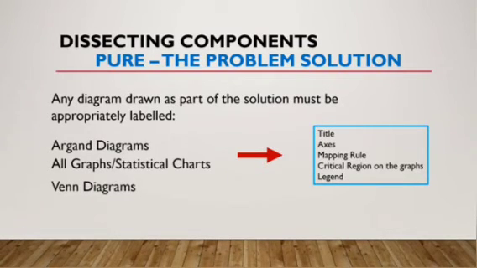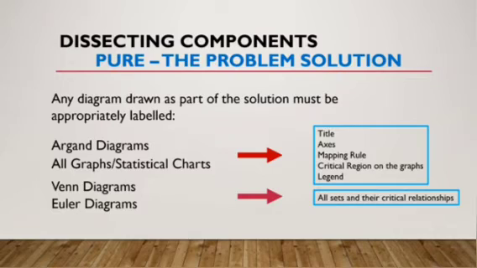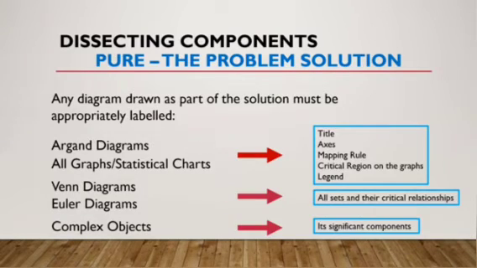Also, if you had Venn diagrams or Euler diagrams, which are similar to Venn diagrams, then all the critical relationships must be labeled. If you had a complex object, especially an object that is unfamiliar to the mathematician, then the salient components of these complex objects must be labeled.